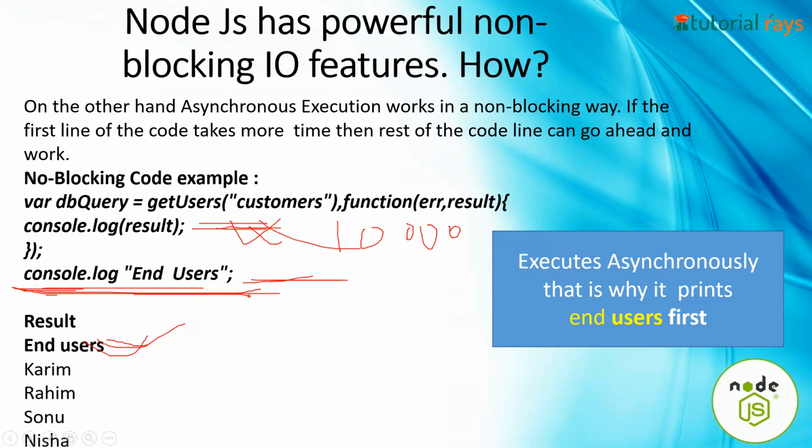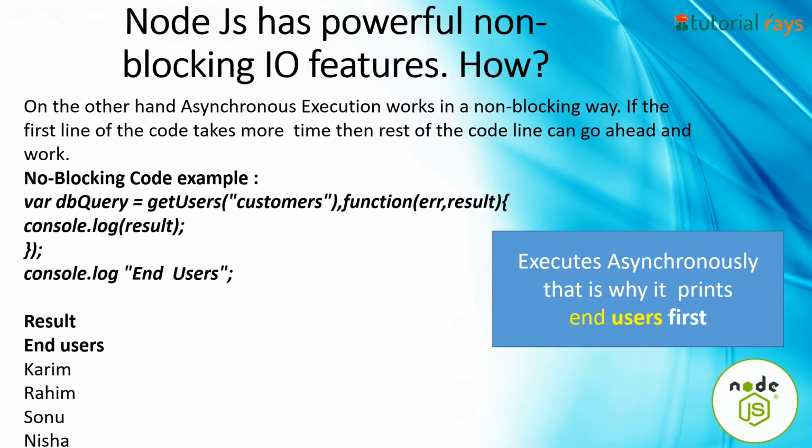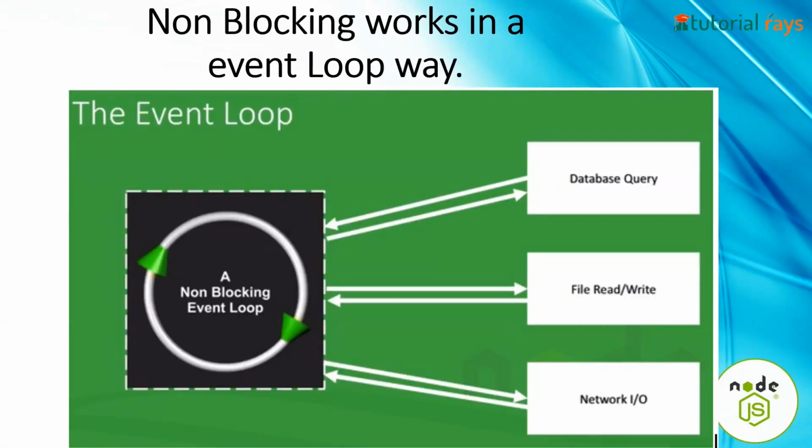It works in an asynchronous way. The smaller task, which will not take much time, will be printed first, and then it will print the bigger one later. So that is why this is faster. I have explained previously that it works on the event loop, which is a part of the libuv library, right?